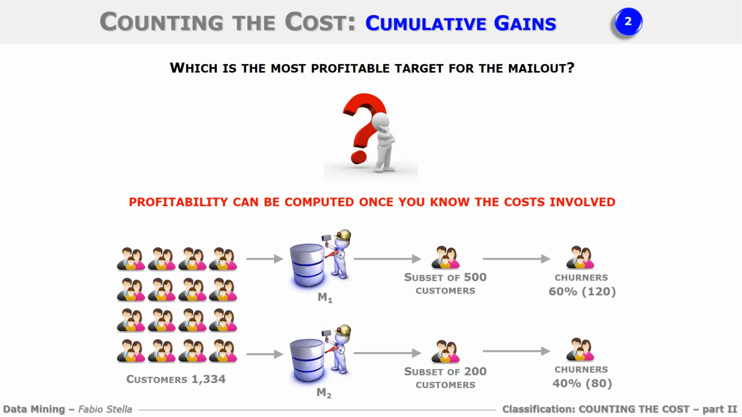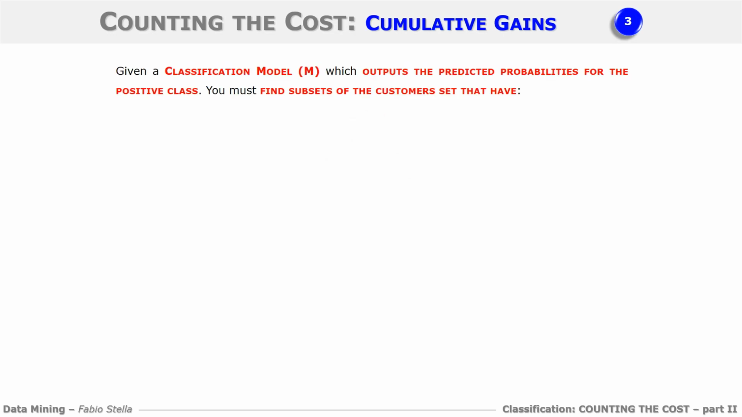To answer the previous question, you need to know the profitability of each mail-out procedure. However, you know that profitability can be computed only once you know the costs involved. Therefore, when you don't know the cost, you must resort to other procedures to compare different classification models, and this is exactly what we are going to present in the next slides. Well, we are now in the condition to introduce cumulative gains.